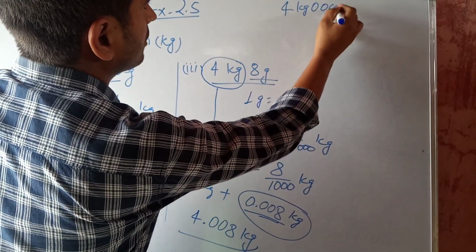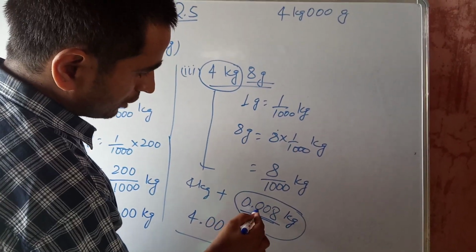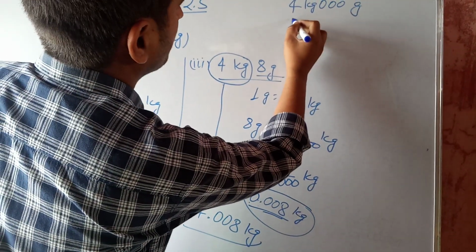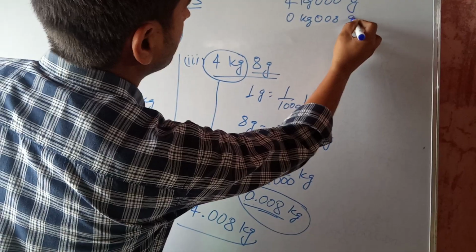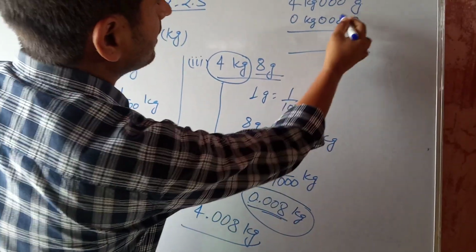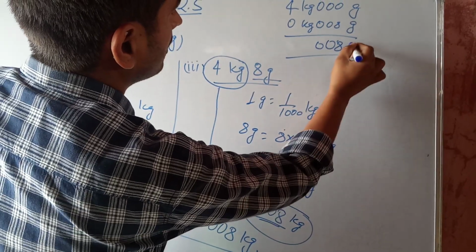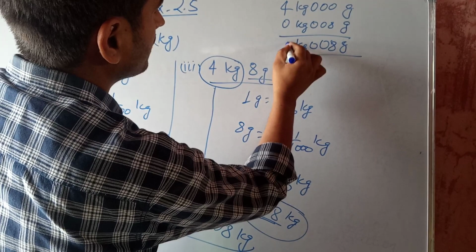Now see how we add this. 4 kilogram means 4 kilogram 000 gram. This 0.008 kilogram is 0 kilogram and 008 gram. Now add 8 plus 0 is 8, 0 plus 0 is 0, 0 plus 0 is 0, this is gram, and this is kg, and 4 plus 0 is 4.